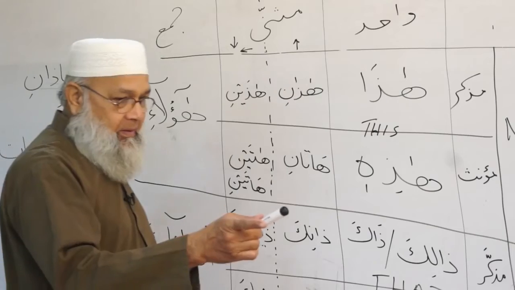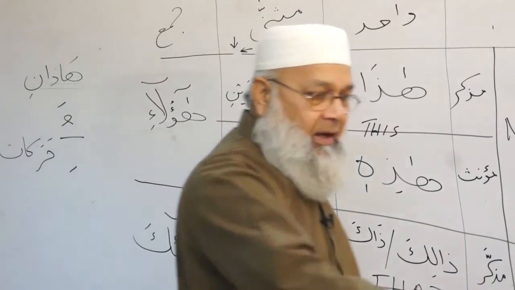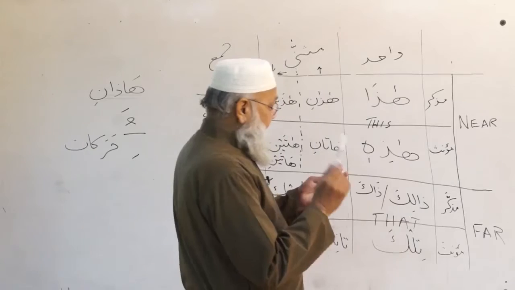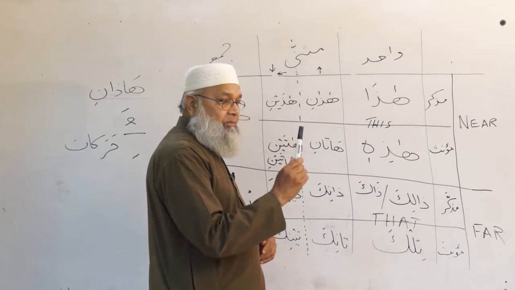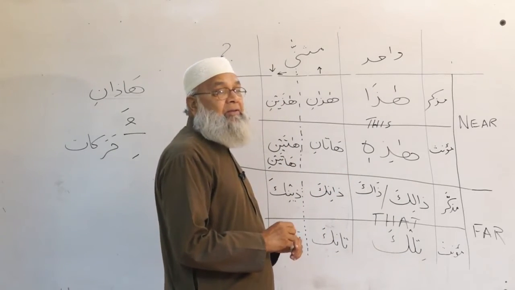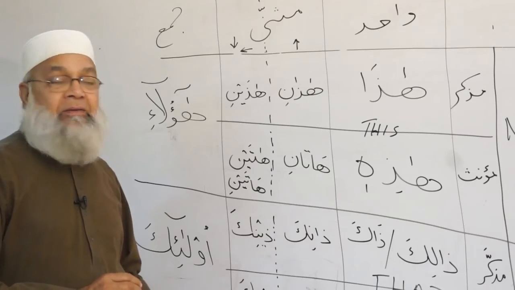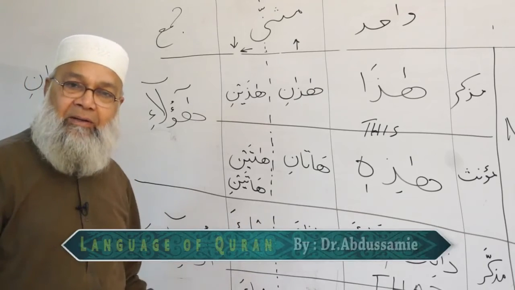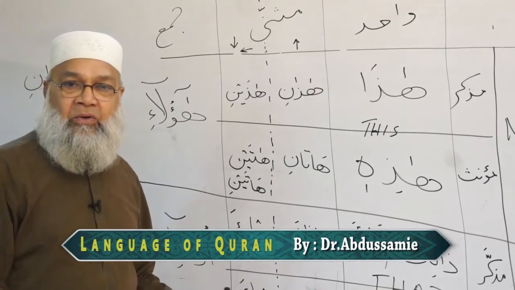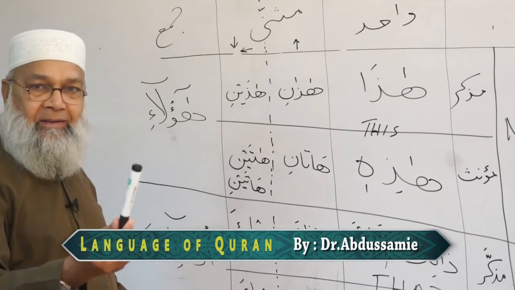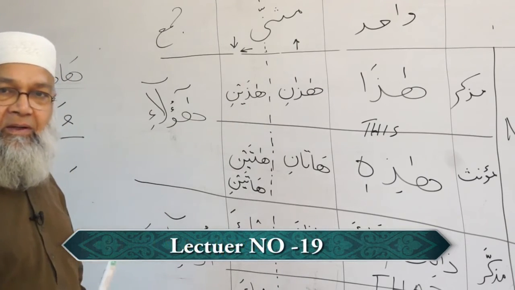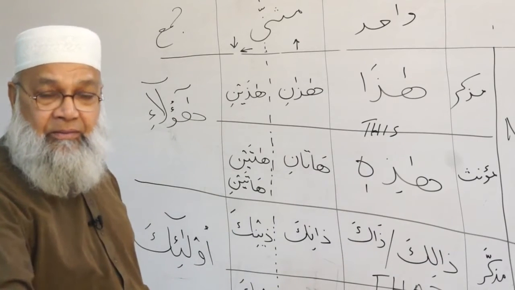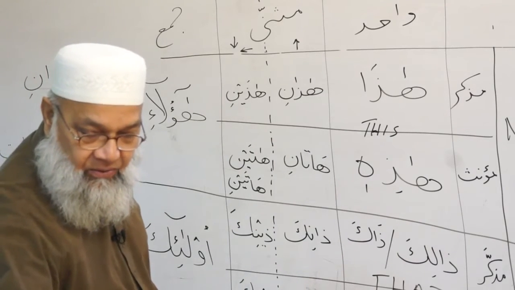So I'll say hada kursiyun and hada qalamun. But table in Arabic is feminine. I'll say hadi mindadatun. Mindada, table, is a feminine noun. So when I have to point to the pen, qalam, it's masculine. But when I have to point to something feminine, I'll say hadhihi.